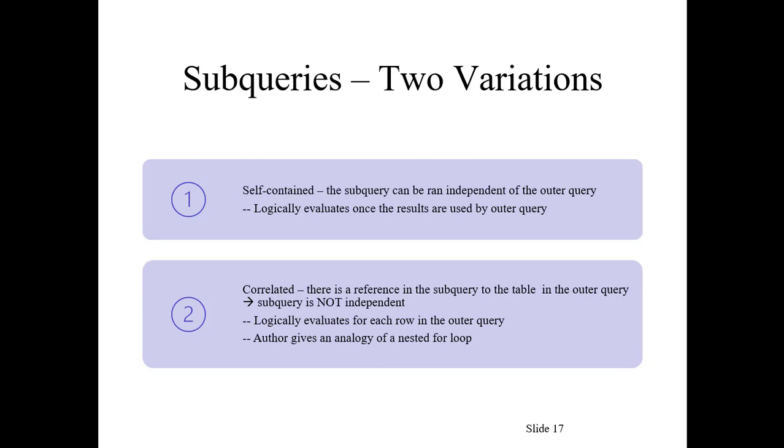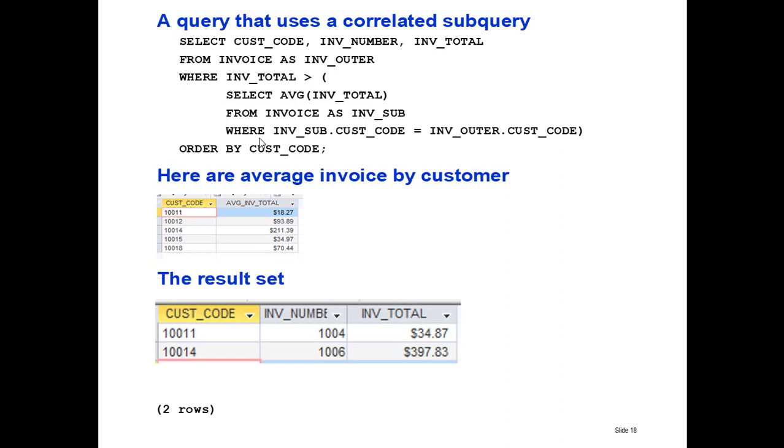It's going to take the first value in the outer query and run the inner query with that value. Go out to the next value in the outer query, run the inner query. The author gives us an analogy of a nested loop. So if you've written nested for loops, a correlated subquery is similar to that. Here is a query with a correlated subquery. Well, what makes it correlated? It looks pretty similar. We've got a where clause with a subquery in it. But notice that the invoice here has an alias, and that alias for that invoice is used inside the subquery.